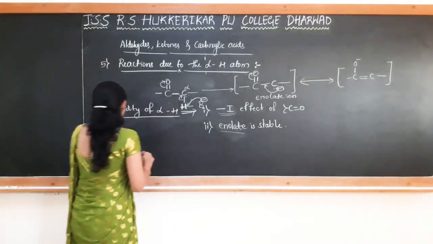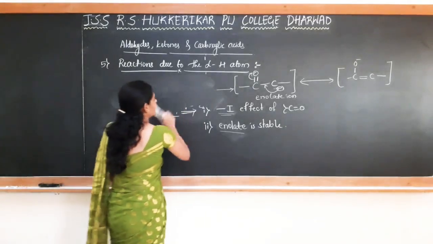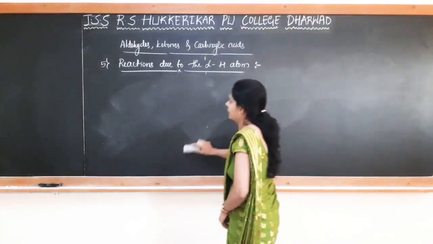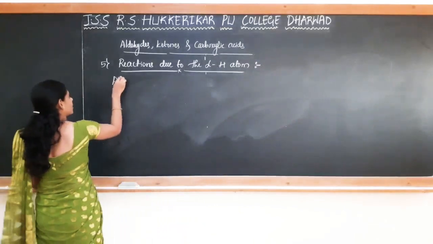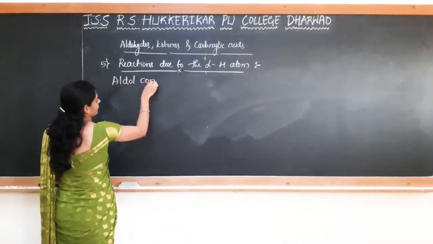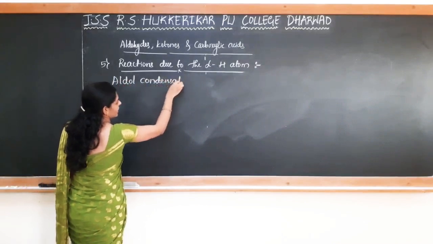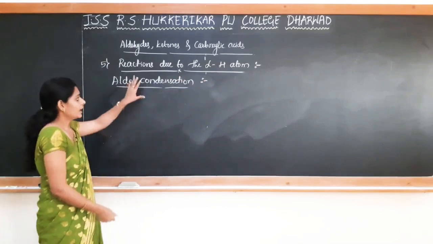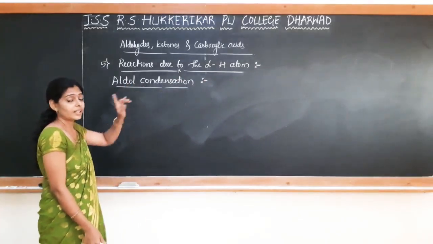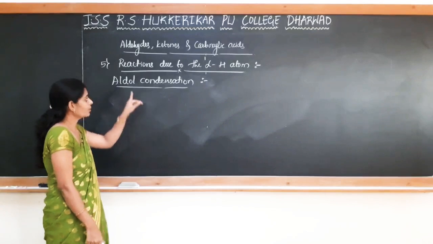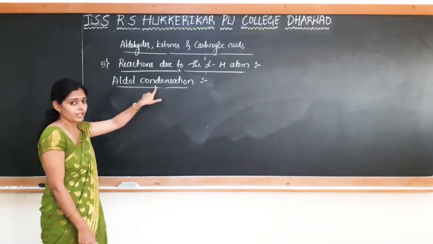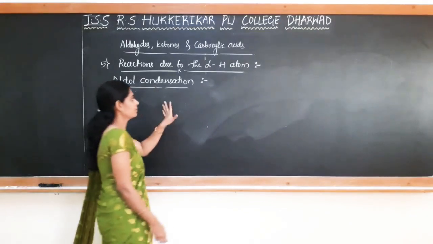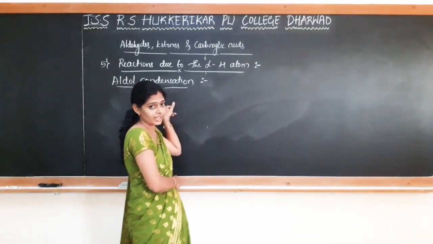So now see which reaction it shows because of the presence of alpha hydrogen atom. The reaction is called as aldol condensation. In this case, aldehydes and ketones which contain at least one alpha hydrogen, only those undergo the aldol condensation. Okay, if there is no alpha hydrogen, no aldol condensation. Remember this. This is the condition to show this particular reaction.